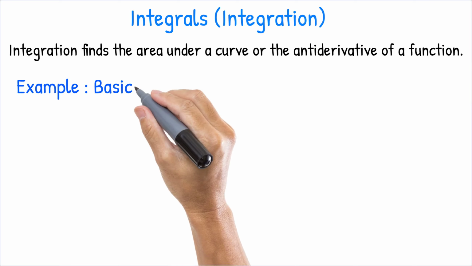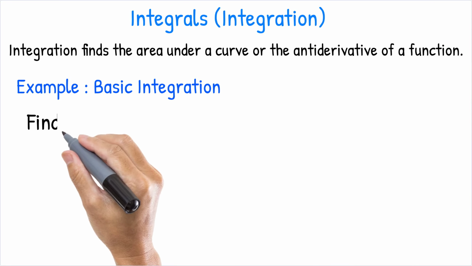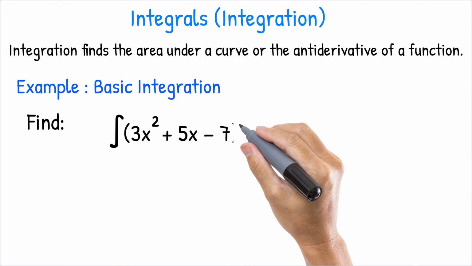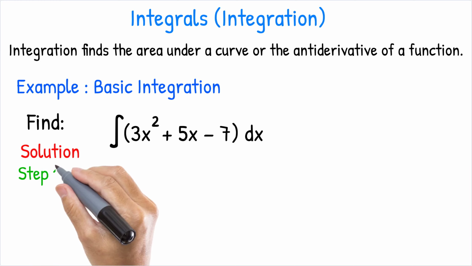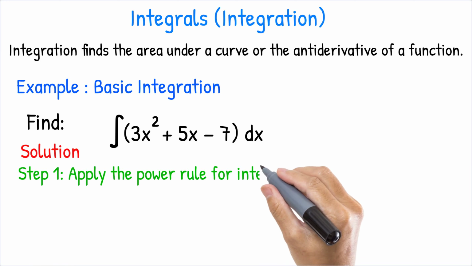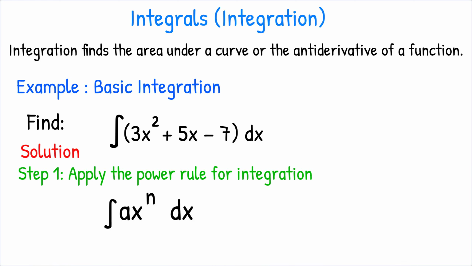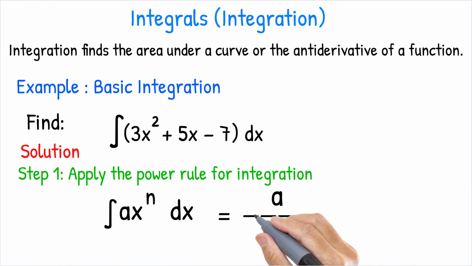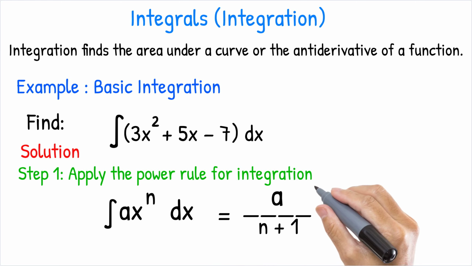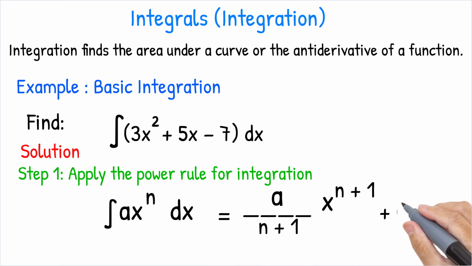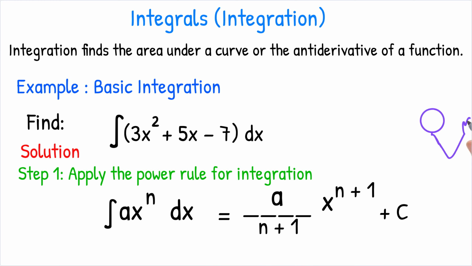Example, basic integration. Find the integral of 3x squared plus 5x minus 7 dx. Solution, step 1. Apply the power rule for integration. The integral of a x^n dx equals a over n plus 1 times x^(n+1) plus c, where c is the constant of integration.